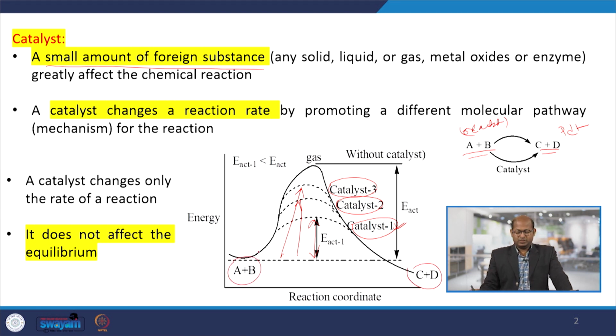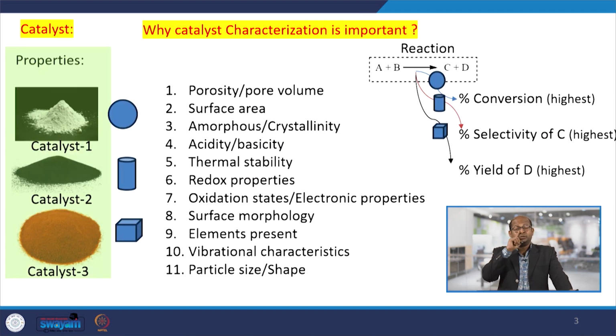So, why does one catalyst require low activation energy and another require high activation energy? We need to know that whenever we synthesize catalysts, we may have used similar material or the same components, but when we check the properties in terms of conversion, yield and selectivity, we find that one catalyst performs better compared to the other. So, that means we have to know the catalyst characterization. That is why it is important.